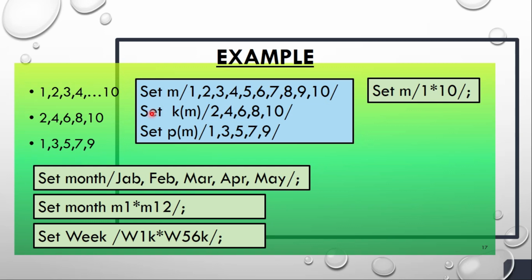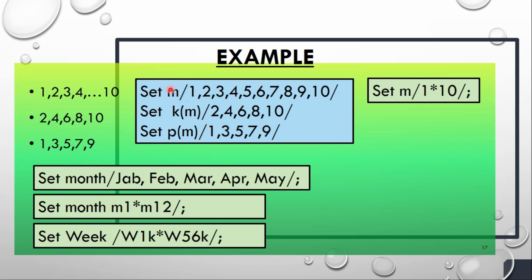Now I need to create a set k, which is a subset of m. See, this is a subset of m because the elements of this set are coming from the first set. Similarly, p is a subset of m, this one. Now I need to write slash 1, 3, 5, 7, 9.